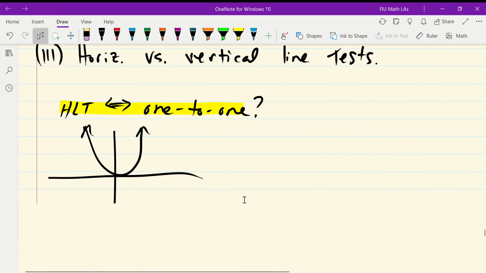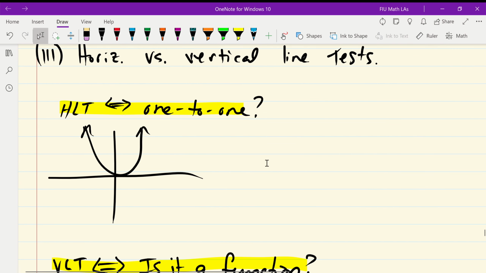Okay, horizontal versus vertical line test. Let's not forget the horizontal line test. We just take a horizontal line, draw it through a function. If it crosses between 2 points on our graph somewhere, we know that this is not a one-to-one function.